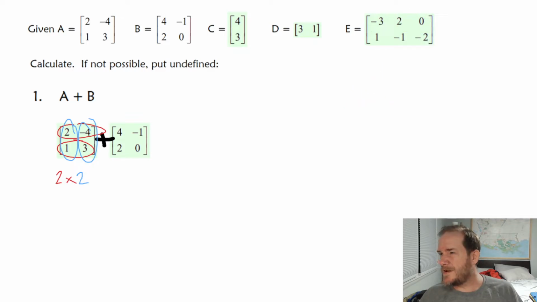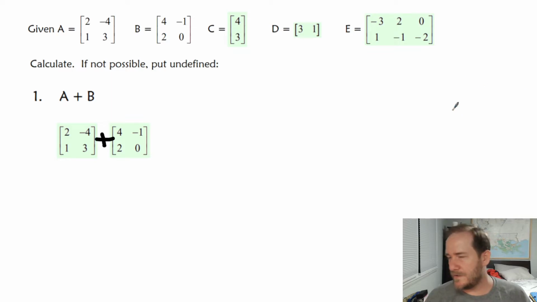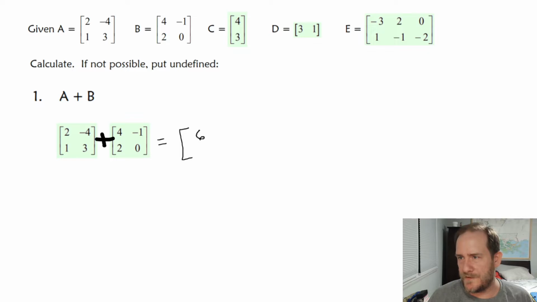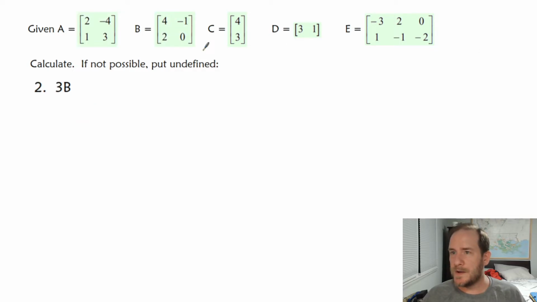Alright, so now to actually do the sum. Because they're both 2x2, you can add them, and the result will be a 2x2, and you literally just add the corresponding entries. So you're just going to get what? 6, -5, 3, 3. Alright, super proud of us. That was really great. Moving on.